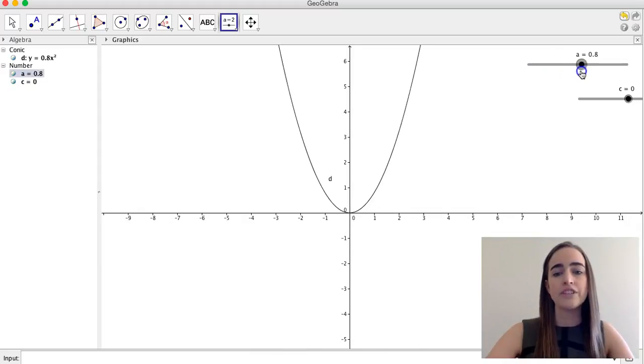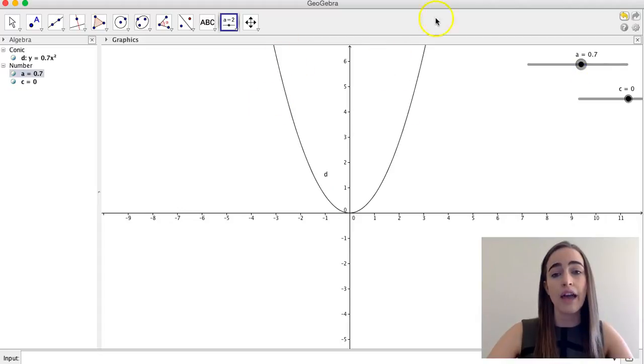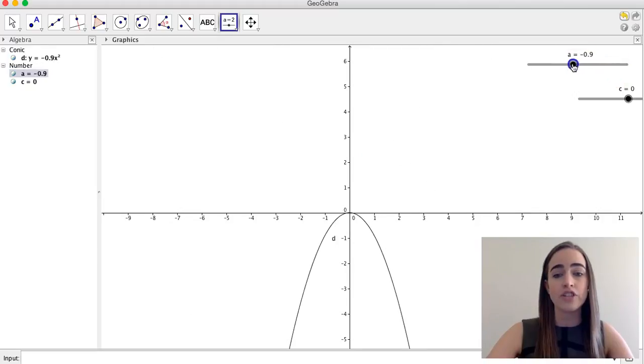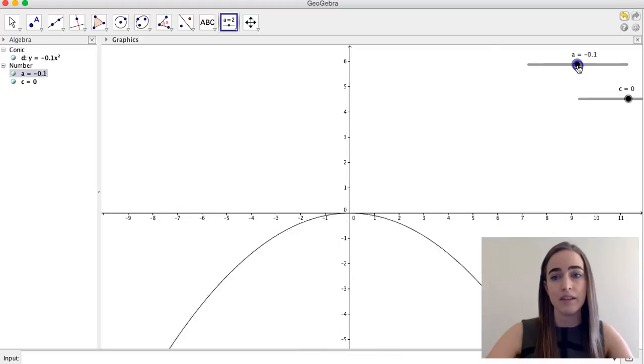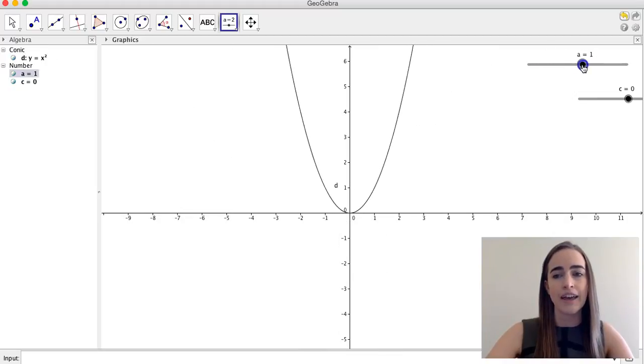Now if it's going up this way, that's what's called a concave up parabola. So if our coefficient is positive, our parabola is concave up. If our coefficient is negative, our parabola is concave down. Alright, so that's what the coefficient of x squared does. That's what the number at the front does.